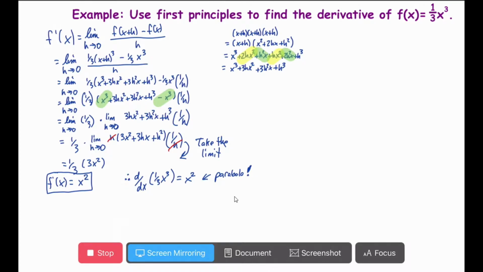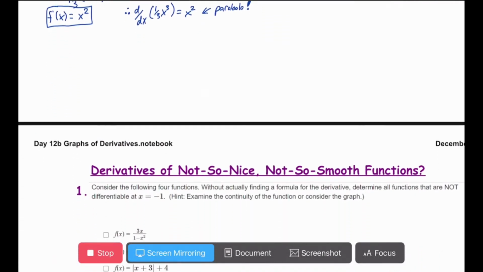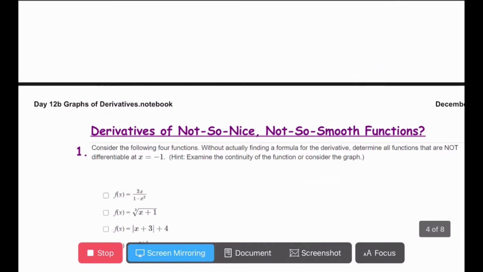I'm going to stop this video here, and in the next section, we'll move on from our nice smooth functions, our nice polynomials, to talk about derivatives of not so nice, not so smooth functions.